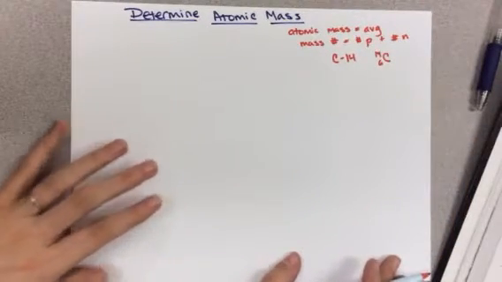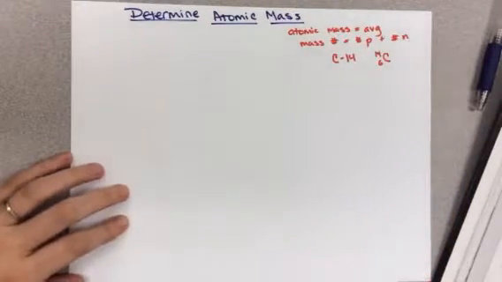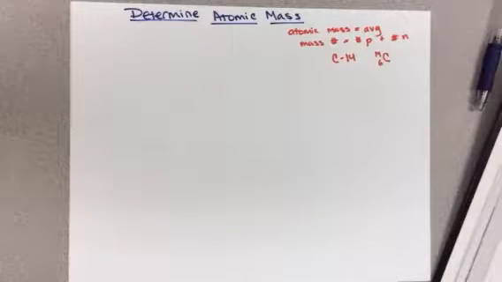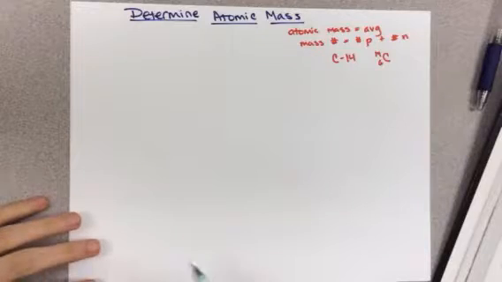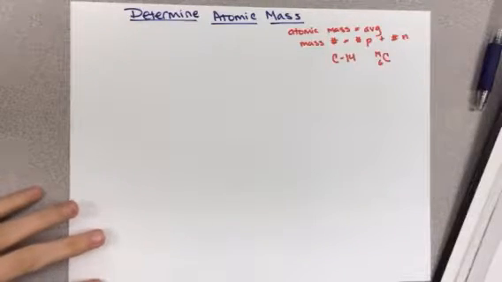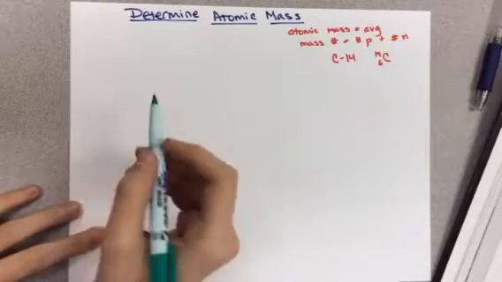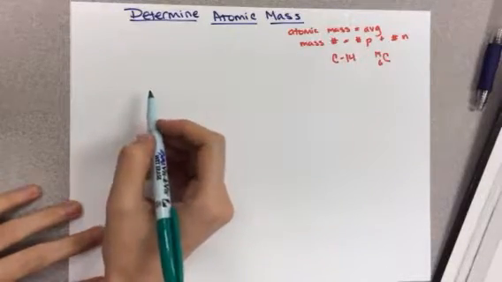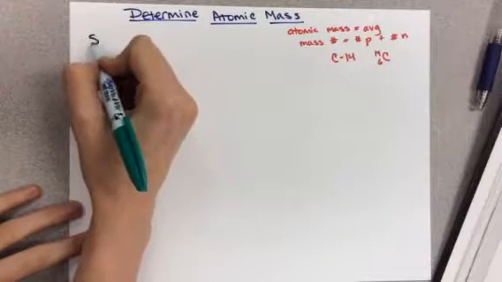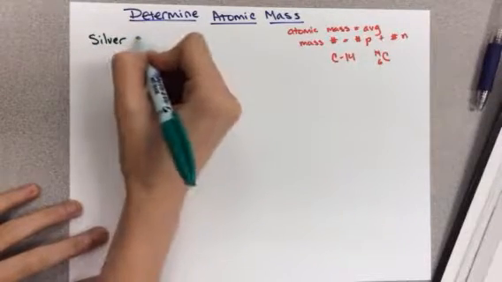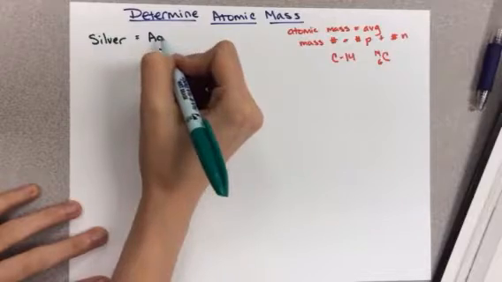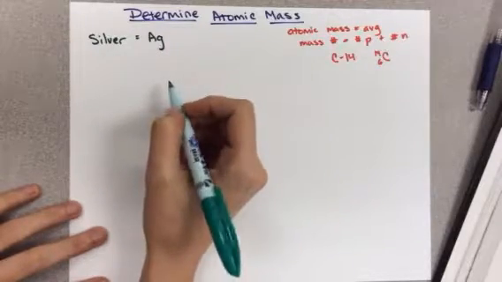Let's look at how we would determine the atomic mass if we are given several different isotopes, including their masses and their abundance, or how much of all of the particular element is that specific isotope. So let's actually look at an example. This is one we did in class with silver. The symbol is Ag. Silver has 2 naturally occurring isotopes.